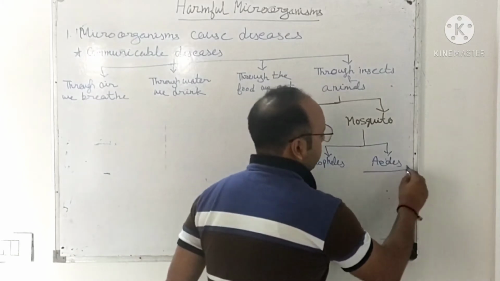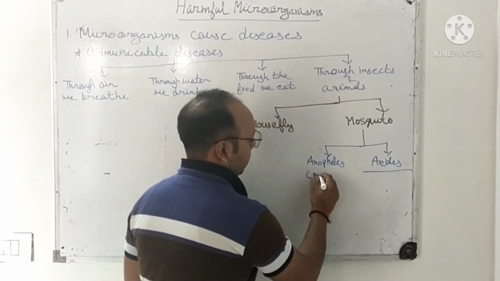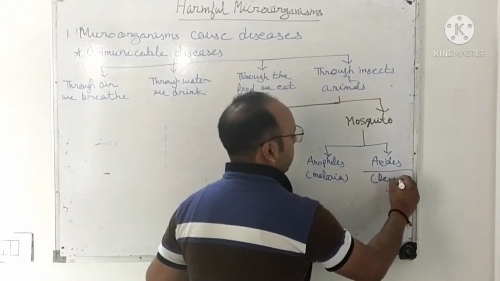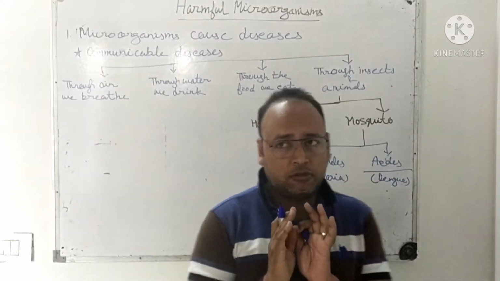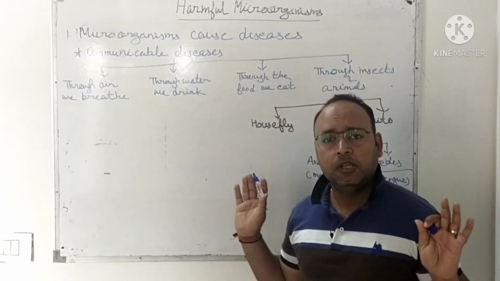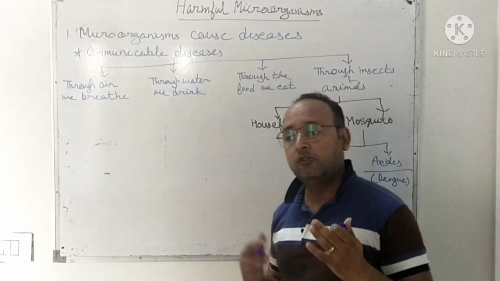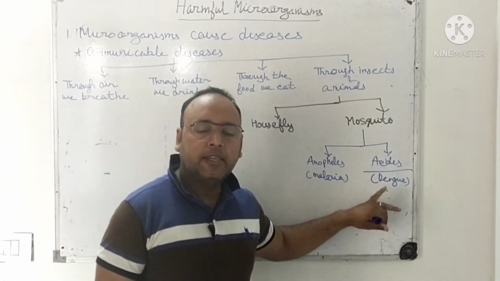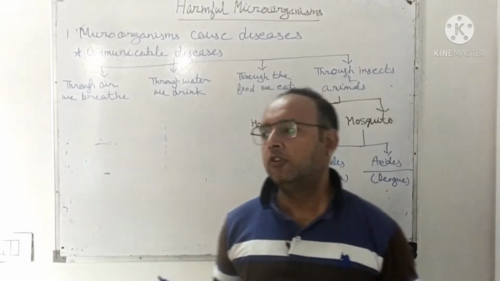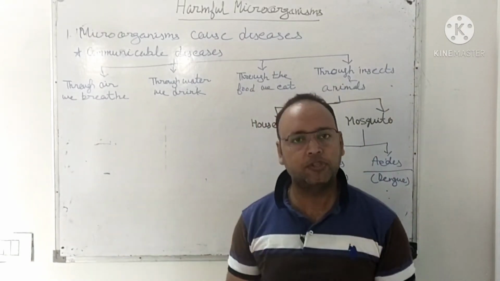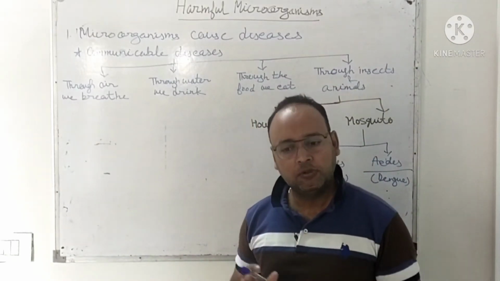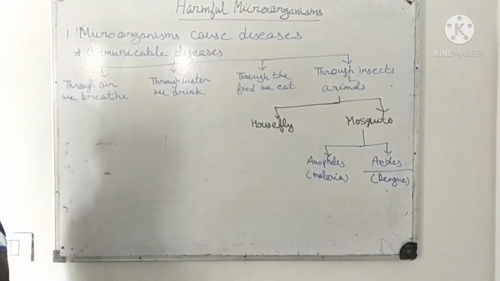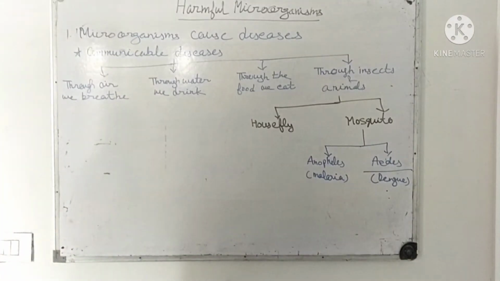Then Aedes is responsible for dengue. We are all aware of that. Before corona, we had a fear of dengue. The dengue virus is spread by mosquitoes also, and at that time we were all advised to clean each and everything, even the pots, and change the water, even in the water coolers. That means we should not allow the water to stand.